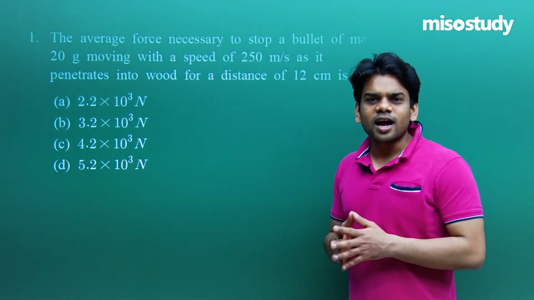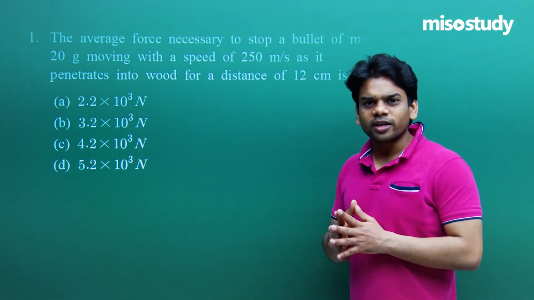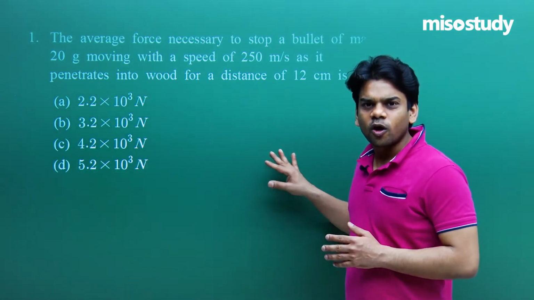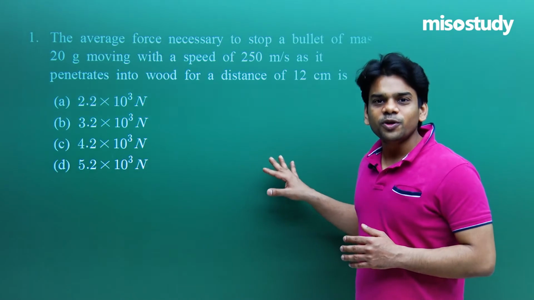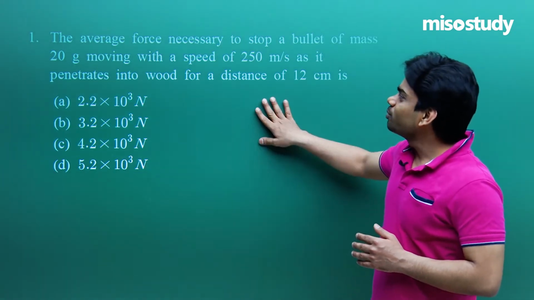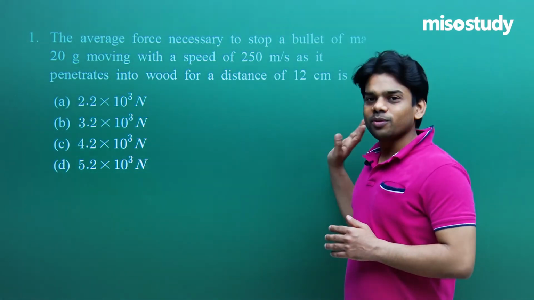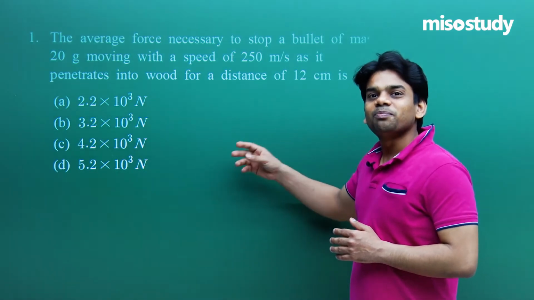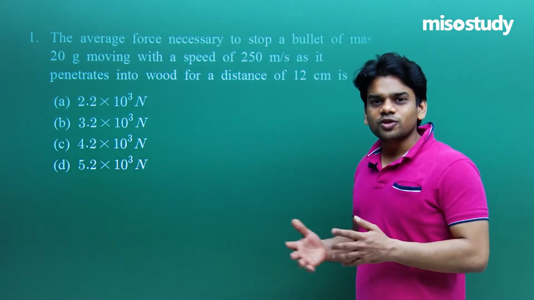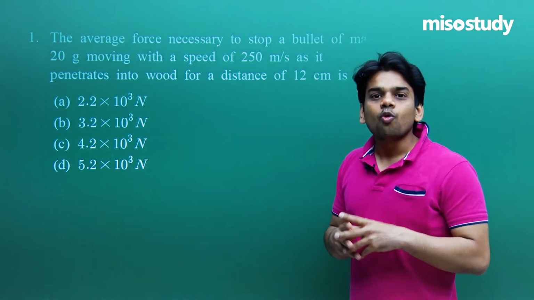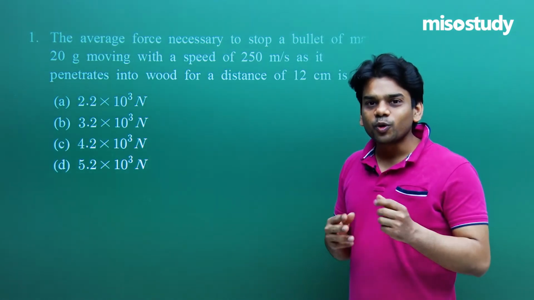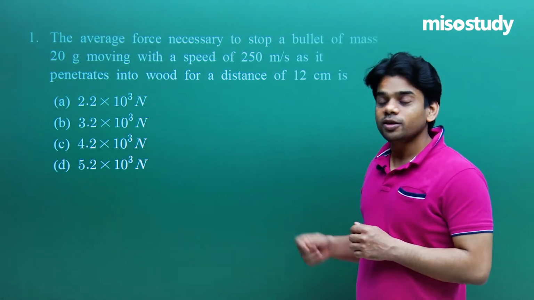But since we have just started, we have not gone through the chapter of work and energy, so we are not going to use the law of conservation of energy. We will be using the simple concept. It's moving at the speed of 250 meter per second. It strikes, it penetrates, and its final velocity is 0. Let's first try to find out what is the deceleration produced by the wooden block on the bullet.